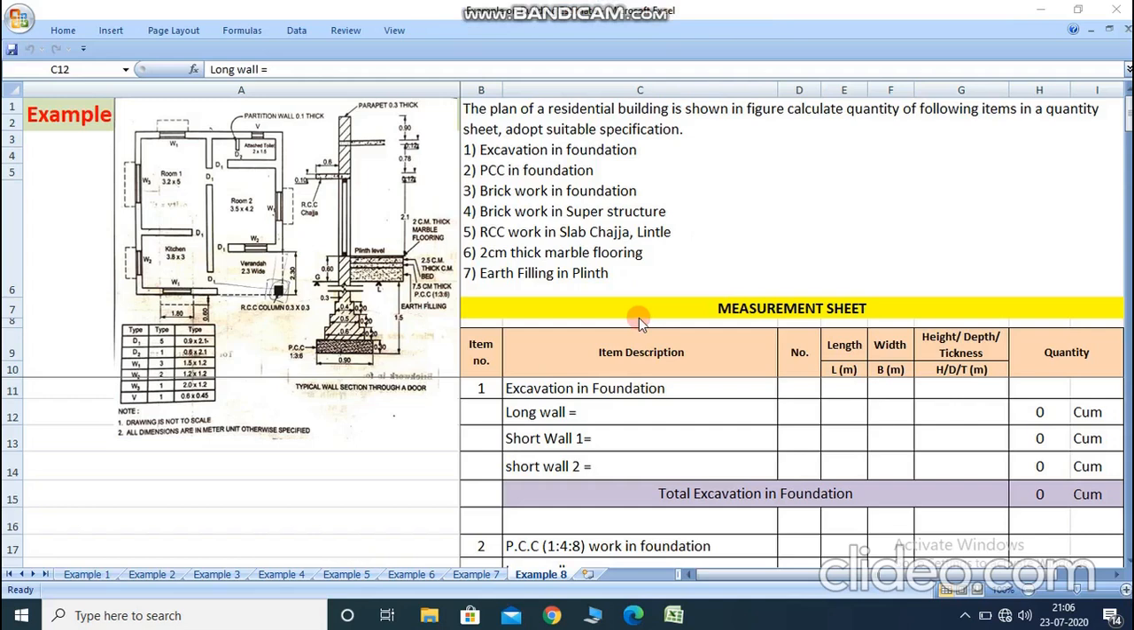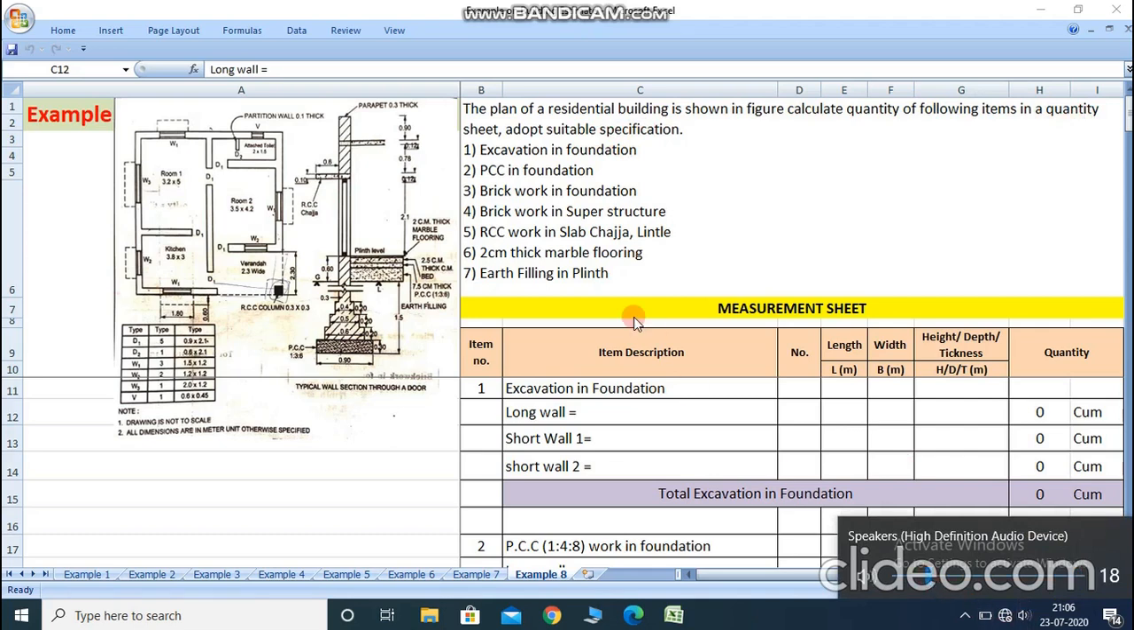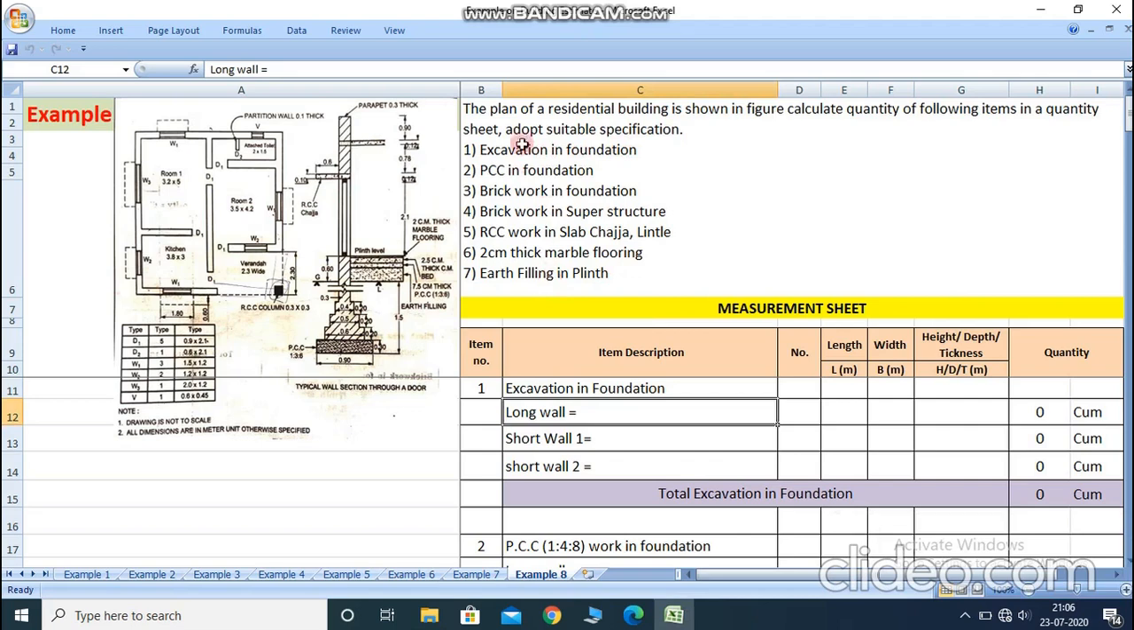Today we start a new example of a building estimate, and this example is calculated by the long wall short wall method. Here is the plan of a residential building shown in a figure. Calculate the quantity of the following items in a quantity sheet. Seven items are calculated, and we discuss them one by one.